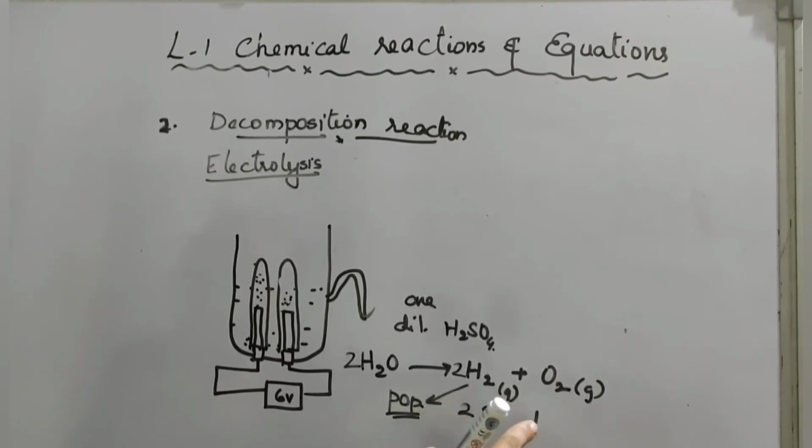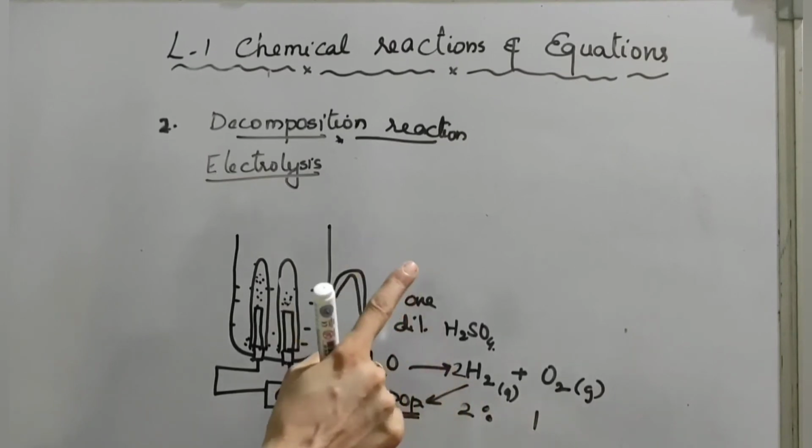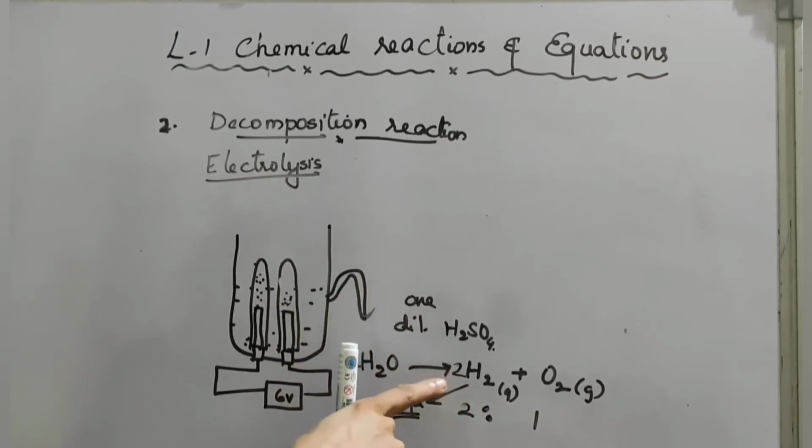That is hydrogen gas, and oxygen gas is 1 only. One question always comes: why does it fill in the ratio of 2:1? Because 2 moles of hydrogen are there, and here 1 mole of oxygen, so it fills like this. And another reason is that hydrogen is light in weight, so it fills more.